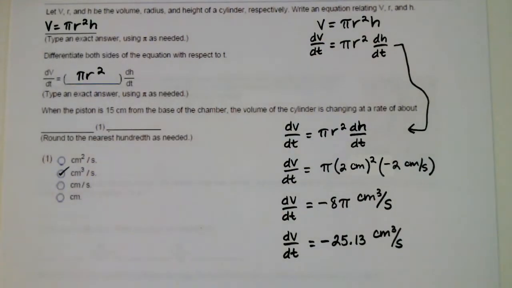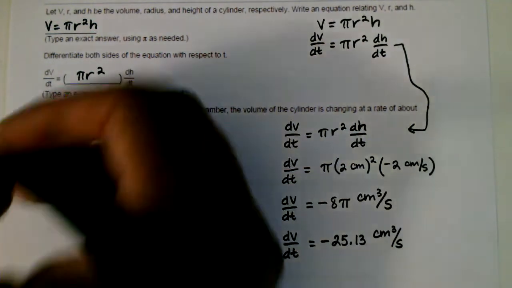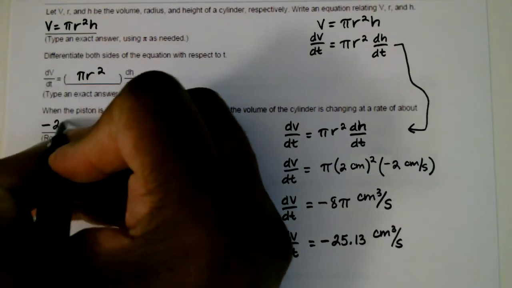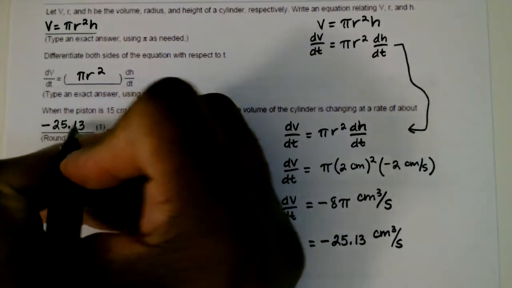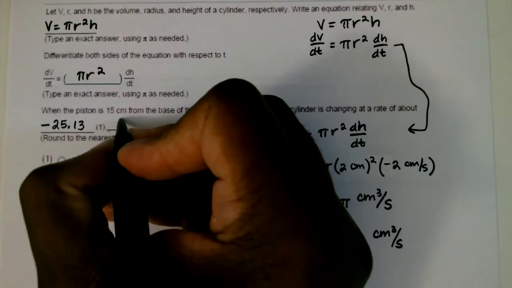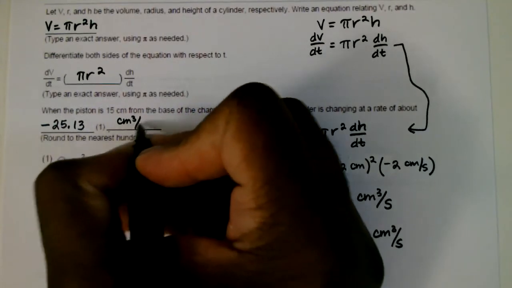So when the piston is 15 centimeters from the base of the chamber, the volume of the cylinder is changing at a rate of about, in this case, -25.13 cubic centimeters per second.